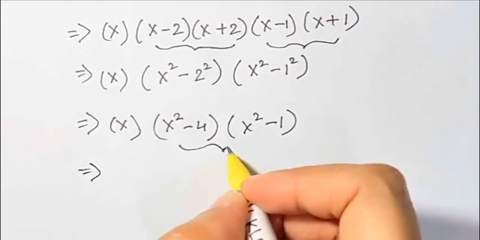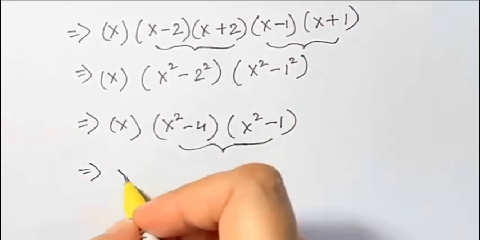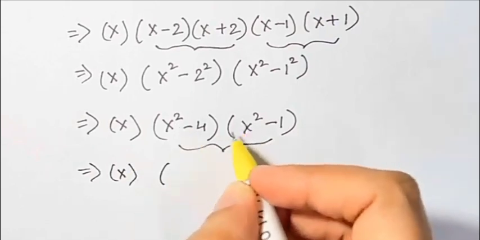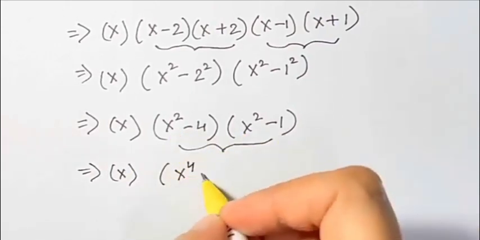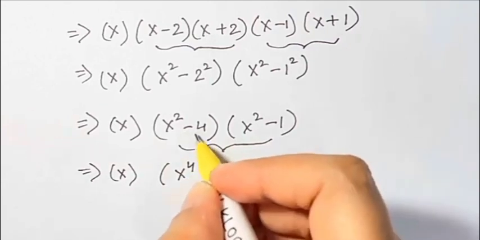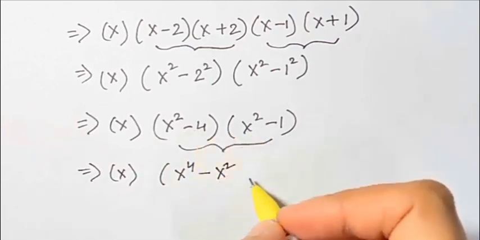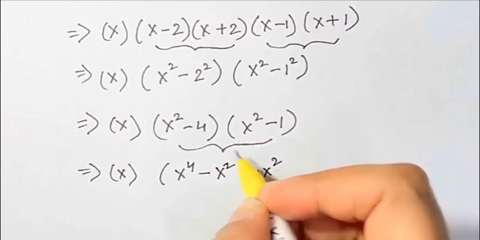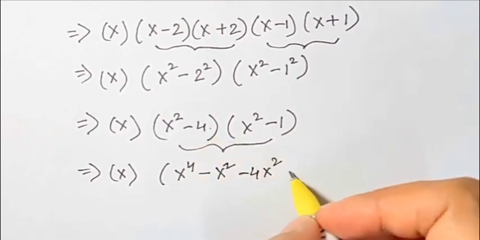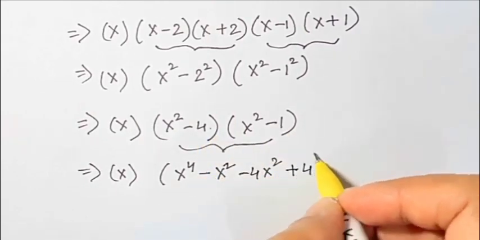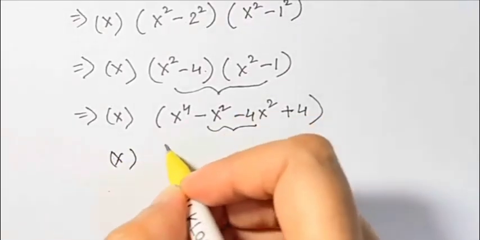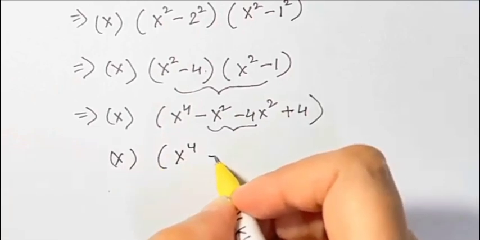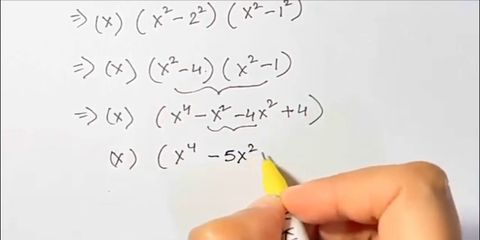Let's multiply them together using the FOIL method. We have x, then we have x square times x square, x to the power of 4, x square times minus 1 is minus x squared, minus 4 times x squared is minus 4x squared, and then minus 4 times minus 1 is plus 4. Let's see, we can just add them up. X times x to the power of 4 minus 5x squared plus 4.